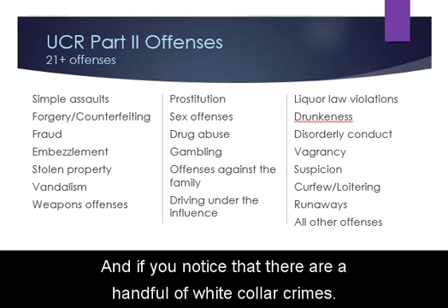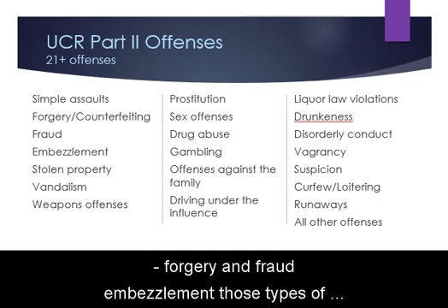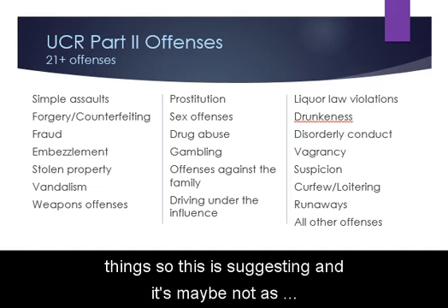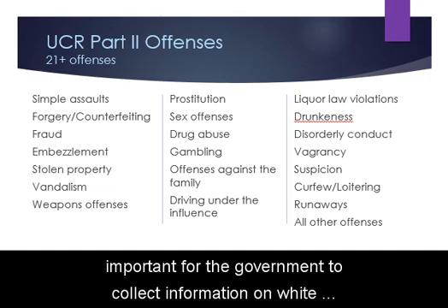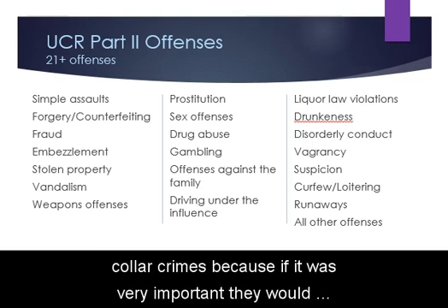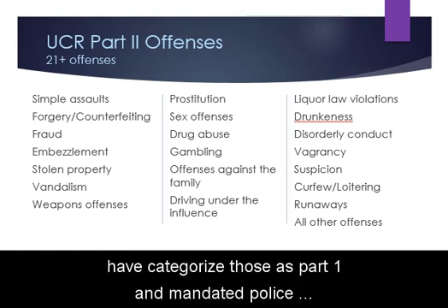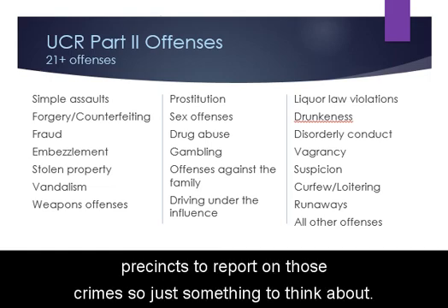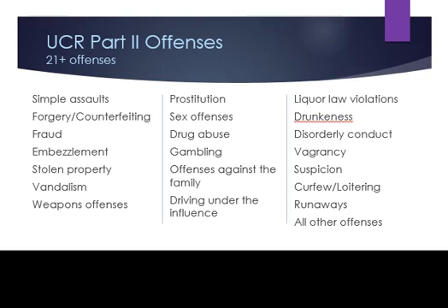And if you notice, there are a handful of white-collar crimes, forgery and fraud, embezzlement, those types of things. So this is suggesting that it's maybe not as important for the government to collect information on white-collar crimes, because if it was very important, they would have categorized those as Part 1 and mandated police precincts to report on those crimes. So just something to think about.